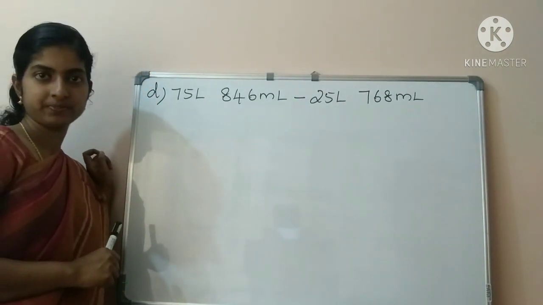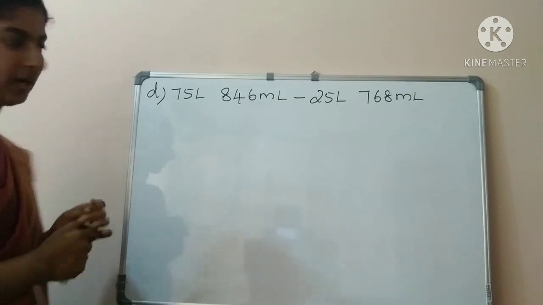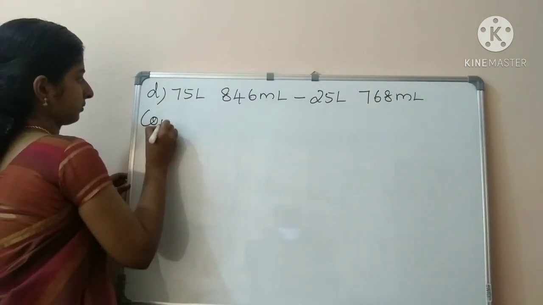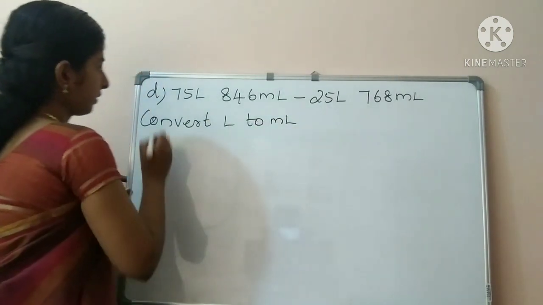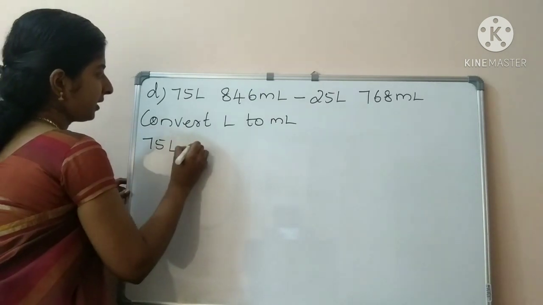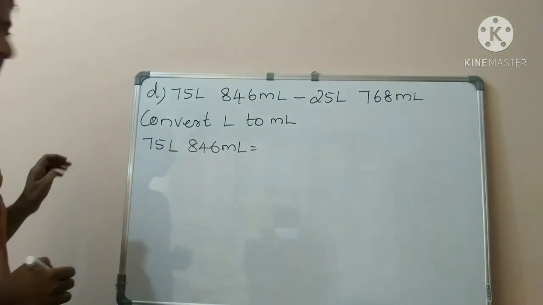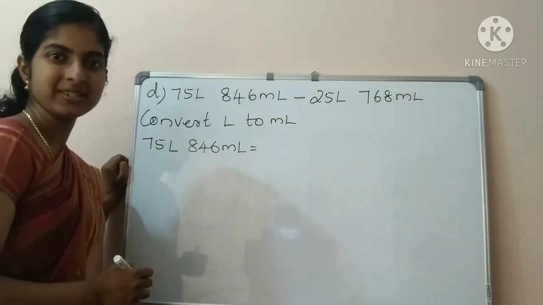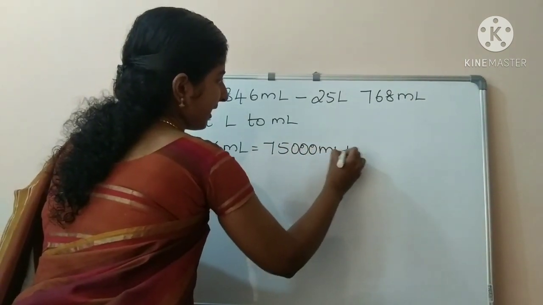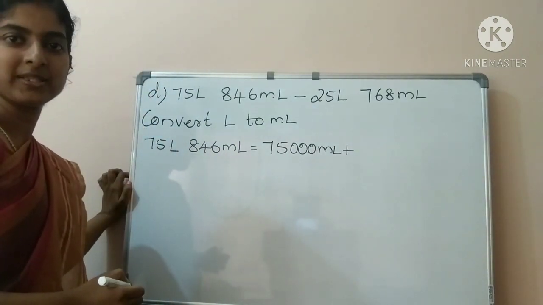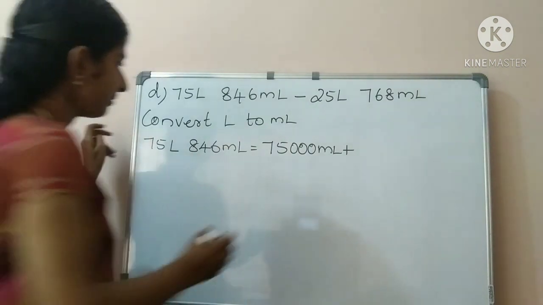Question number D, that is 75 liter 846 milliliter minus 25 liter 768 milliliter. First, here also we convert this liter to milliliter. So, 75 liter 846 milliliter is equal to 75 liter. How many milliliter? Yes, 75,000 milliliter plus 846 milliliter. Here already in milliliter, so there is no change.